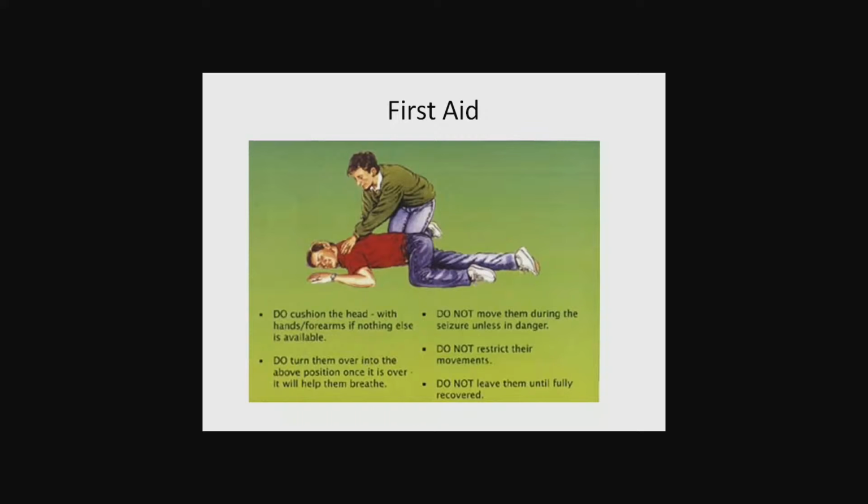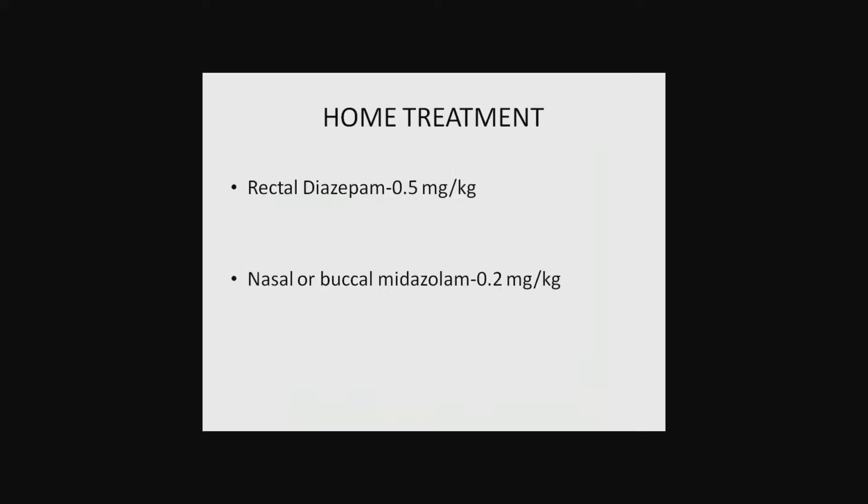If the patient is having a seizure, do not try to restrain the patient. Usually seizures are controlled within 2 to 3 minutes. If seizures are not controlled within 2 to 3 minutes, if seizures are prolonged, then take this patient to the hospital. We usually advise parents what to do, what medication to give during seizures.